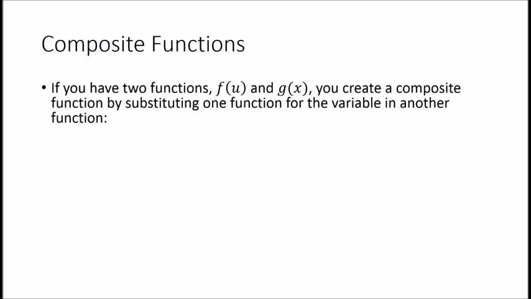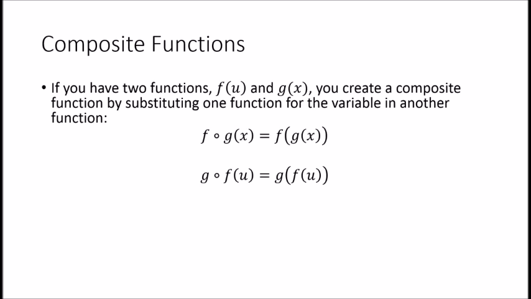If you have two functions, f of u and g of x, you can create what's called a composite function, basically by substituting one function in the place of the variable input into the second function. So for example, if you would like to create a composite, you indicate it as shown here on the left, f circle g of x, which is usually read f composite g. And what you're doing is in every place in function f where there is a u, you enter the entire functional form of function g.